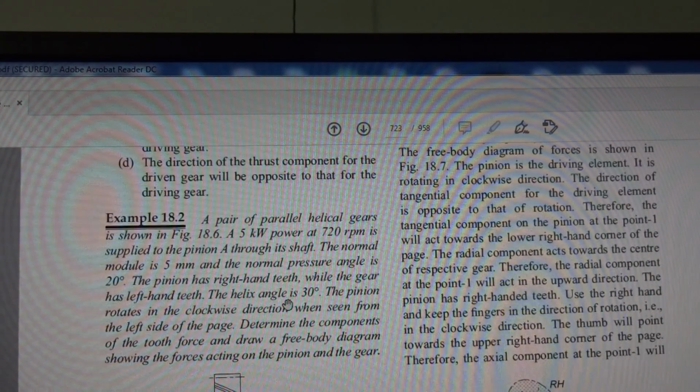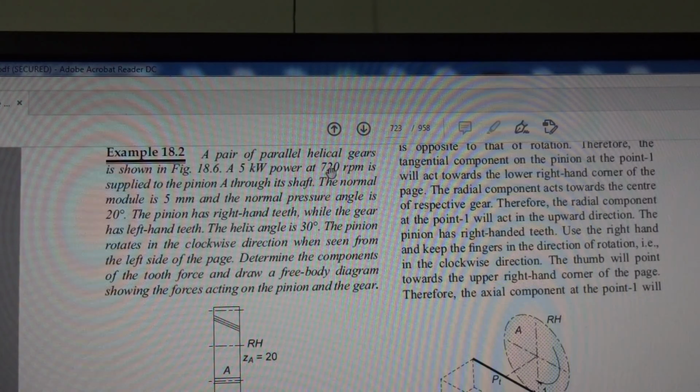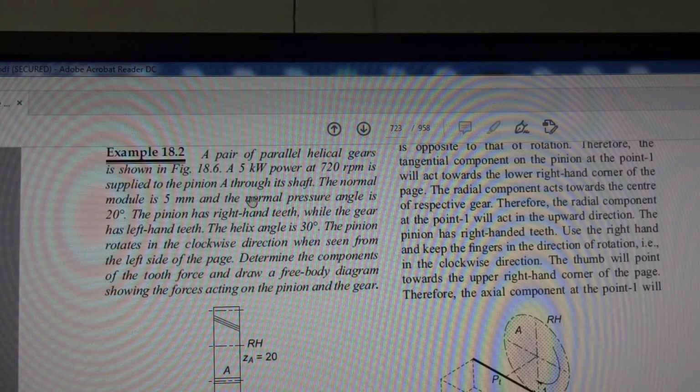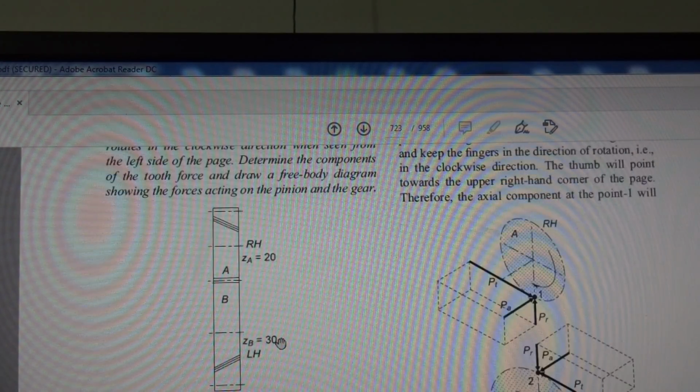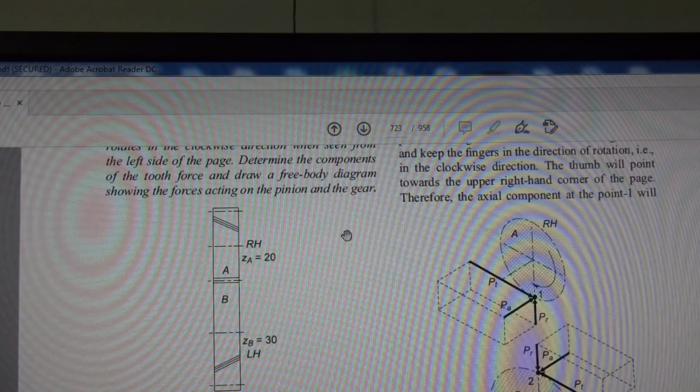From this example, you can understand clearly. A pair of parallel helical gears is shown in the figure. A 5 kilowatt power at 720 rpm is supplied to pinion A through its shaft, and power is transmitted to the other gear through its shaft. The normal module is 5 mm. The normal pressure angle is 20 degrees. The pinion has right-handed teeth, as shown in the figure. The helix angle is 30 degrees. The pinion rotates in the clockwise direction when seen from the left of the page. Determine the components of the tooth force.